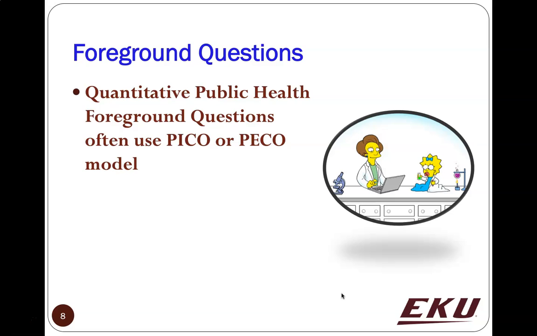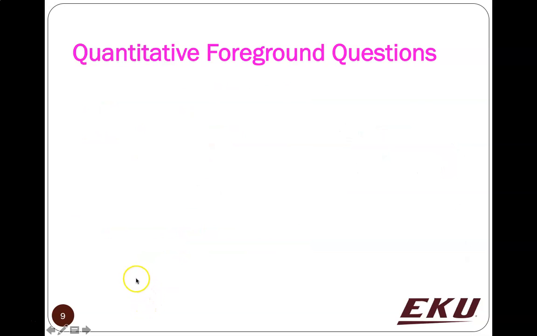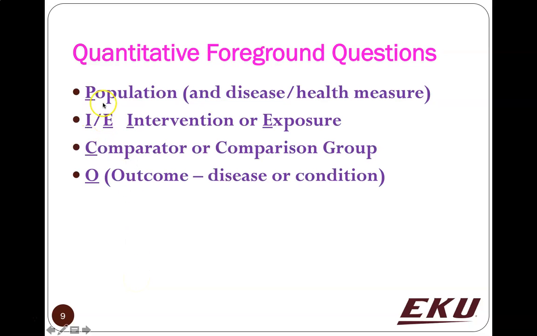The foreground research questions that are out there for quantitative methods, particularly quantitative public health methods, often use these PICO model approaches. Qualitative public health foreground questions use the PS model. So what goes into this PICO model? So here we go. We've got the P, the I or the E, the C, and the O.